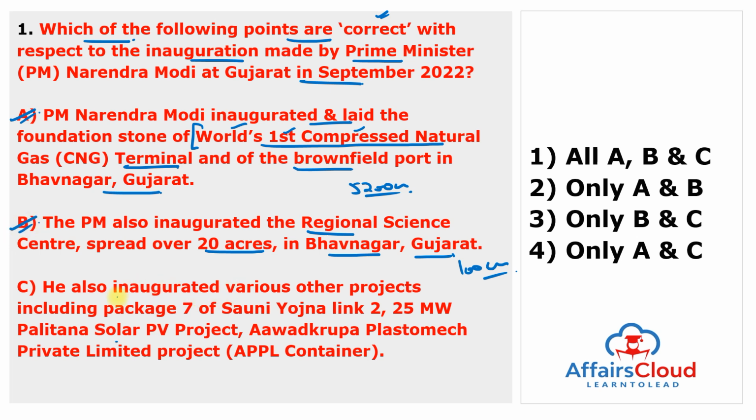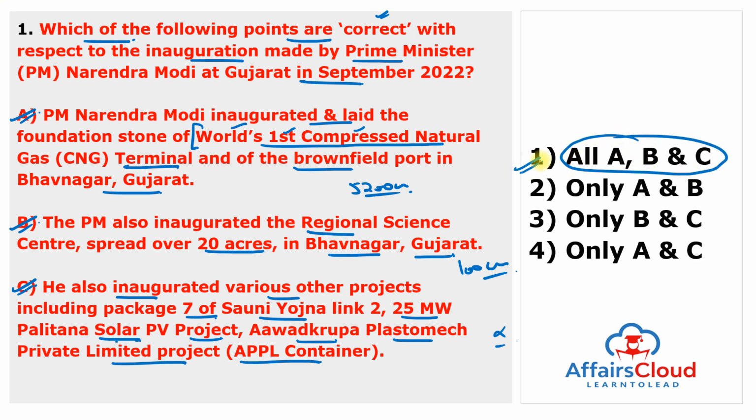Last statement is he also inaugurated various other projects including package 7 of Sauni Yojana linked to 25 megawatt Palitana solar photovoltaic project and Awadh Krupa Plastomech Private Limited project. This is also known as APPL container. So this is also true, but this statement is not important. The first 2 statements are important. So all the statements are correct. So answer of this question is all A, B, C.